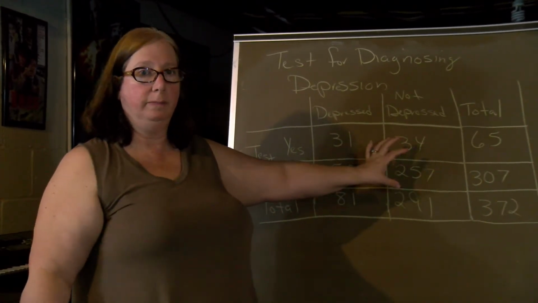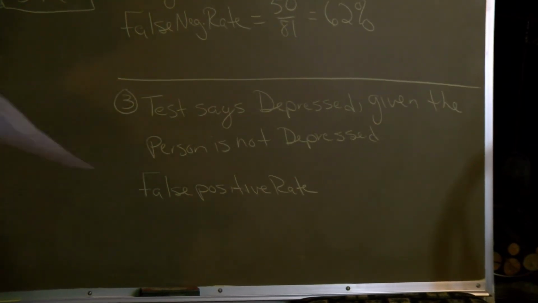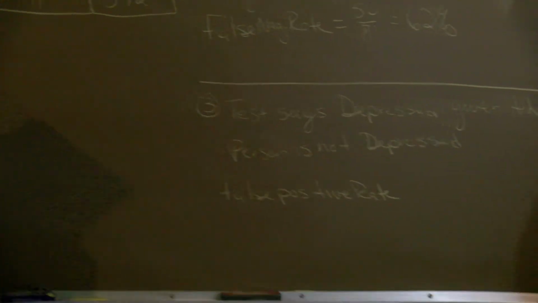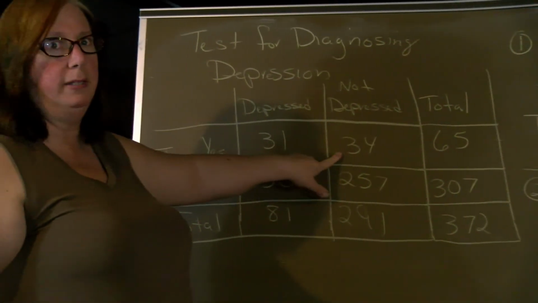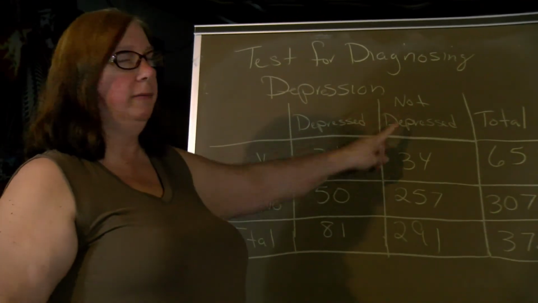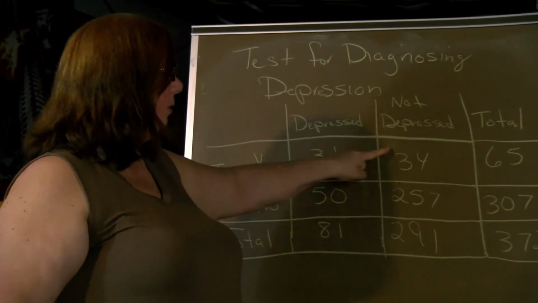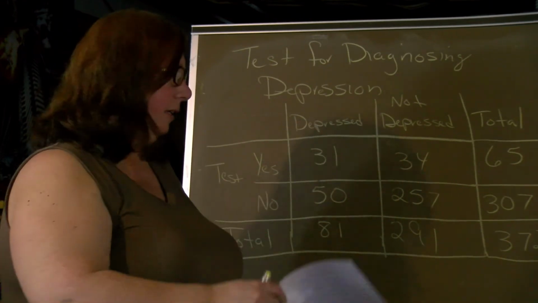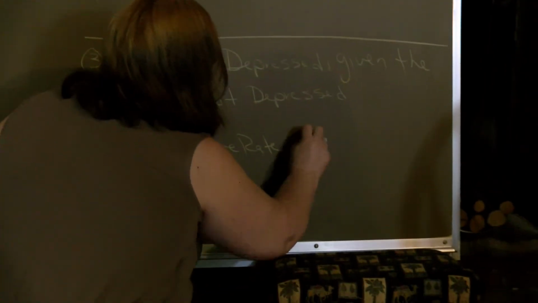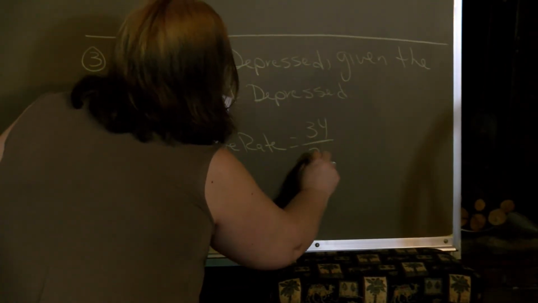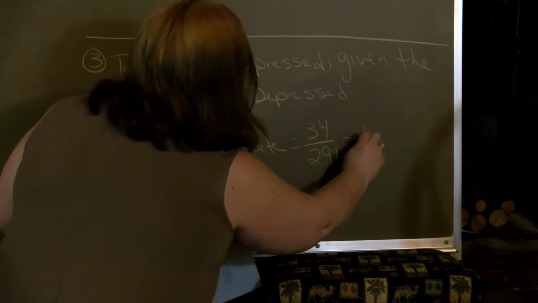On number 3, the test says it's depressed given the person is not depressed. So the test says yes, given it's not depressed. That's a false positive because you tested positive even though you're not depressed. And so that would be 34 out of the 291, which is 12%.